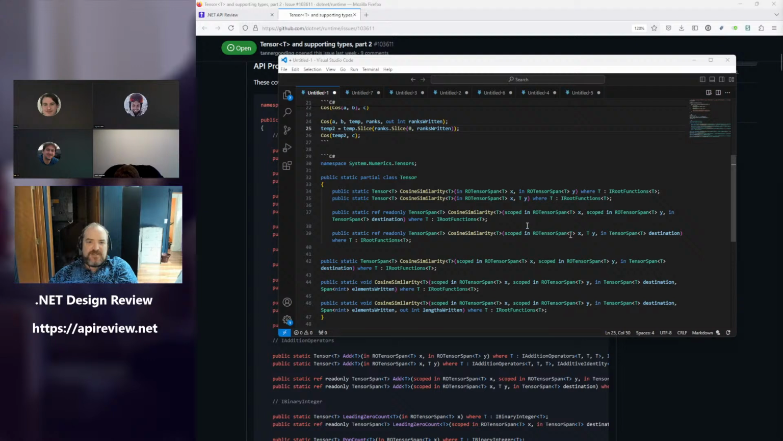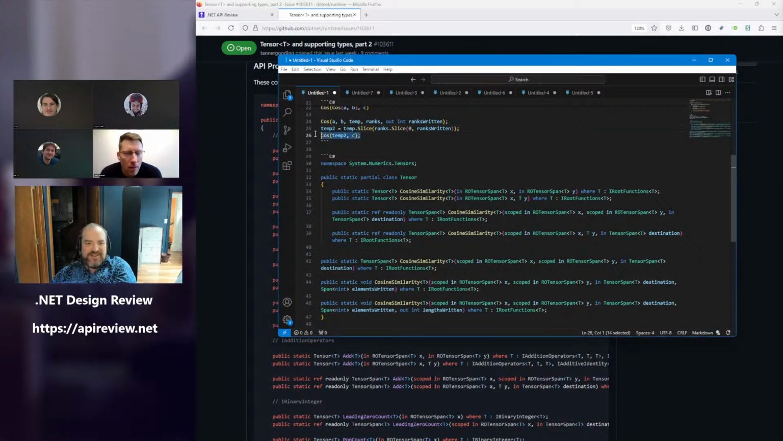Right. So I think A, B, temp, and ranks, and then out ranks written. A, B, temp, ranks, out ranks written. And then you slice the ranks to the number of ranks that were written to pass to the buffer to slice to be your actual shaped temporary input, and then you call that one. Yeah, I think I got it right.